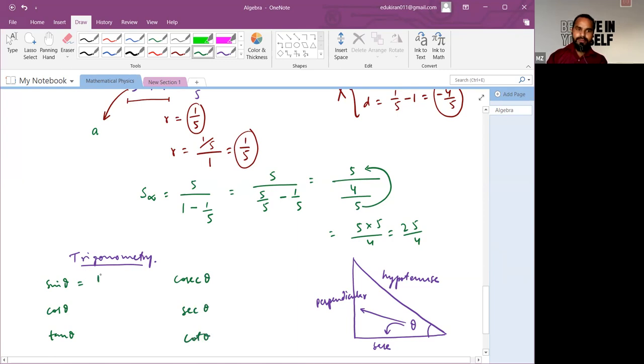Sine theta is equal to perpendicular by hypotenuse, so cosec theta would be equal to hypotenuse by perpendicular. Cos theta is equal to base by hypotenuse, so sec theta would be equal to hypotenuse by base. Tan theta would be equal to perpendicular by base, so cot theta would be equal to base by perpendicular. I think you all have to remember this whole thing.